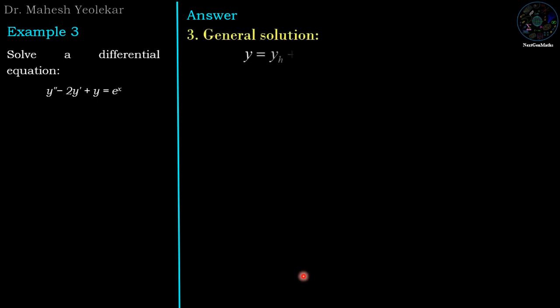And the general solution is yh plus yp. So y equal to c1 e power x plus c2 x e power x plus 1 by 2 x square e power x. This way we are able to find the particular integral of a non-homogeneous linear ordinary differential equation using undetermined coefficients.